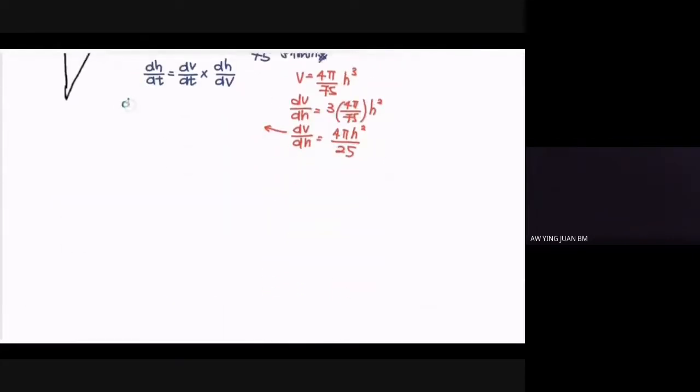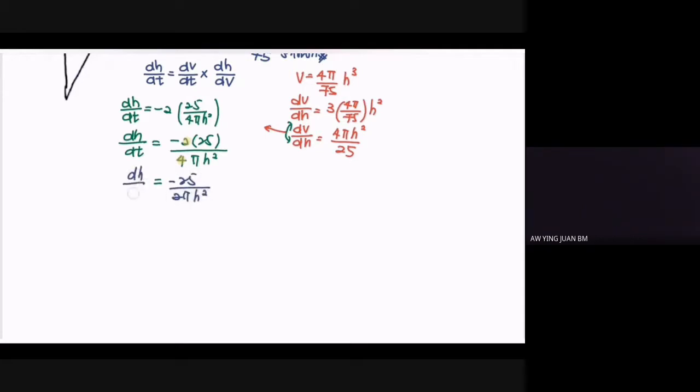So kindly substitute the situation into the chain rule. Now we will have dH dt equals to negative 2. Do remember to flip the situation because we have dH dV. So multiply with 25 over 4 pi H square. Simplify, dH dt will be equals to negative 2 multiplied with 25 over 4 pi H square. And we will have to simplify the situation. So finally, negative 25 over 2 pi H square.